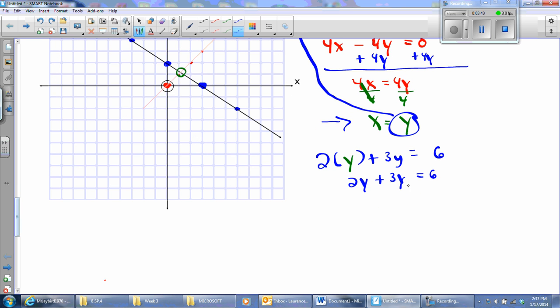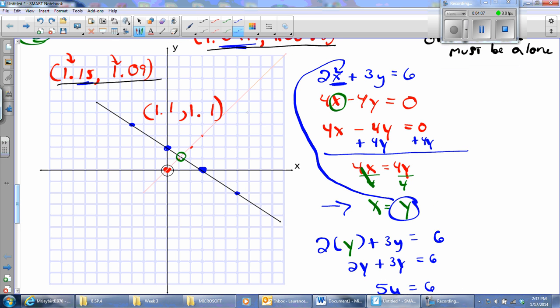All right, I've got some like terms here. 2y and 3y is 5y equals 6. Y is almost alone. I'll divide by 5. And y is going to equal 1 and 1/5, or better yet, 1 and 2/10. Now you can compare. My guesstimate for the y coordinate was 1 and 1/10. It's actually at 1 and 2/10. I'm off by 10%. Depending on what we're doing, that might be a large amount to be off by. So this is way better because it gives me the exact answer.